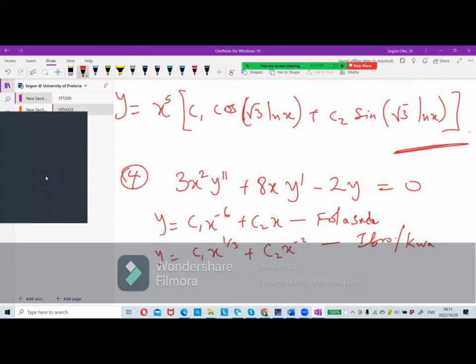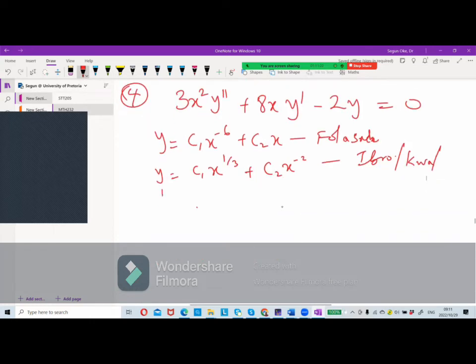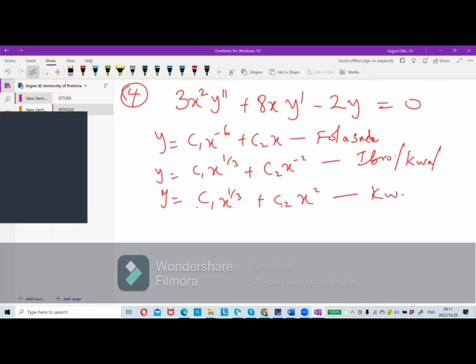How many of you with Mr. Ibrahim? But my own C2 is x to the power 2, not minus 2. It is not the same now. Sorry, sir. y equals C1 x to the power 1/3 plus C2 x to the power 2, right, Kausara? Yes, sir. So I've changed yours. We will see now. That's how you practice.